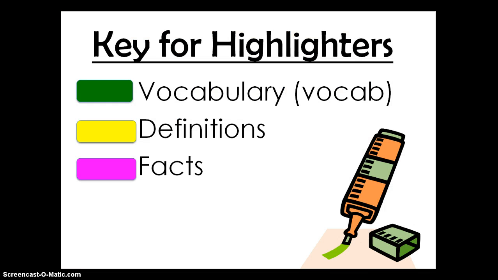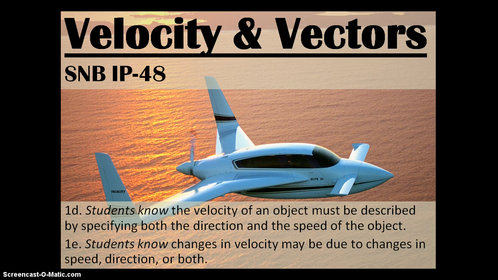Alright, for your notes today, you can set up a key if you like. Remember, you'll need a highlighter for vocabulary, definitions, and also key facts from your notes. Page IP48. These are for your velocity and vectors note, so title that on the top of your notes page. On the bottom of this slide are the California state standards. The state of California would like to make sure that all 8th grade students know how the velocity of an object must be described by specifying both the speed and direction of the object. You should also know the changes in velocity may be due to changes in speed, direction, or both. And we'll talk about that during our notes.